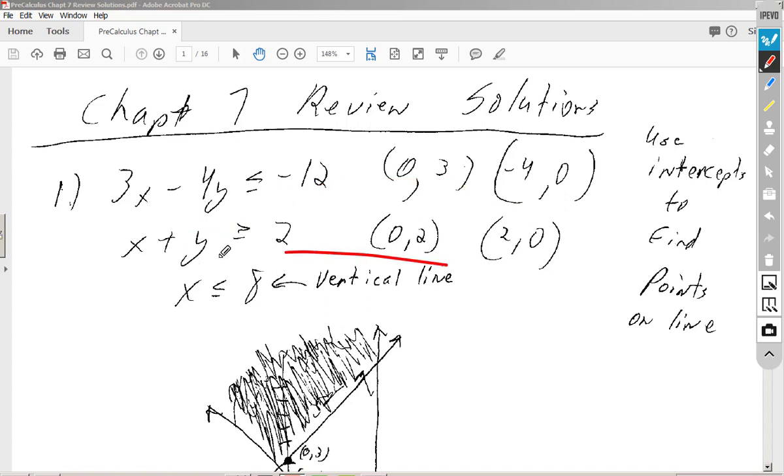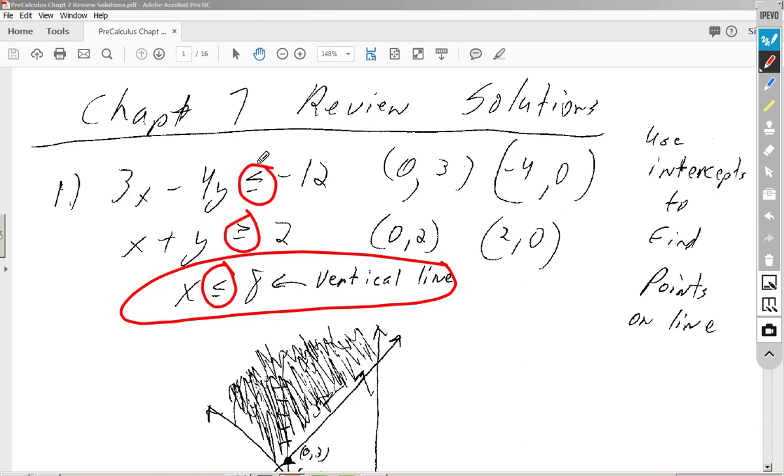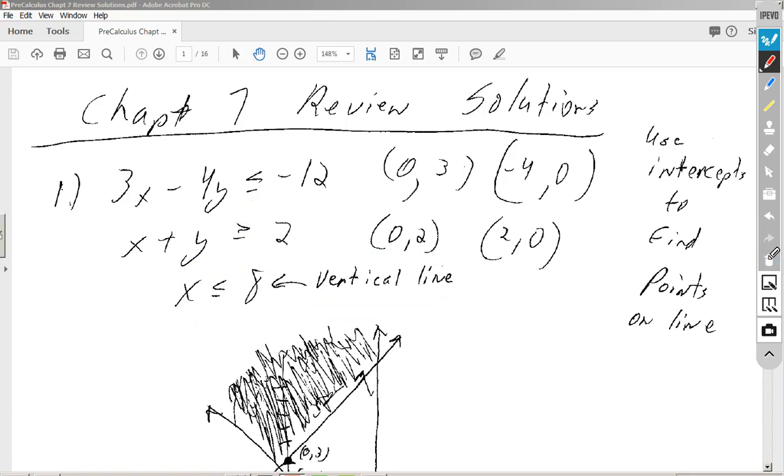Now this third line right here, I just recognize that that is x is equal to 8. So remember, x is equal to 8. That is your vertical line. And one thing I also do notice is that all these are equal to. So that means that all my lines are going to be solid. Now if they weren't equal to, that would mean that they would be dotted. Now all I have to do is go ahead and graph these.